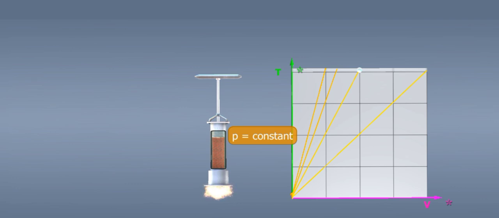This change is described by Gay-Lussac's first law. If the pressure remains constant, the volume and temperature of a given amount of gas are directly proportional. The process takes place along isobars.